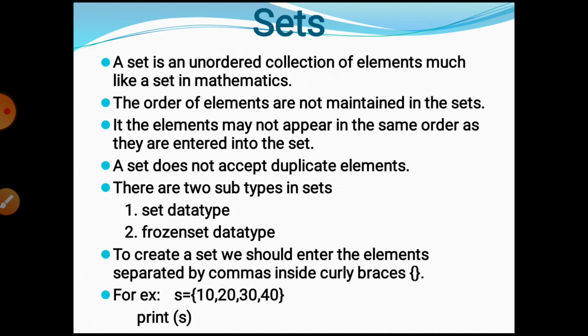The next one is sets. A set is an unordered collection of elements, much like a set in mathematics. The order of elements is not maintained in sets, and the elements may not appear in the same order as they were entered into the set. A set does not accept duplicate elements. There are two subtypes in sets. The first one is the set data type, the next one is the frozenset data type.